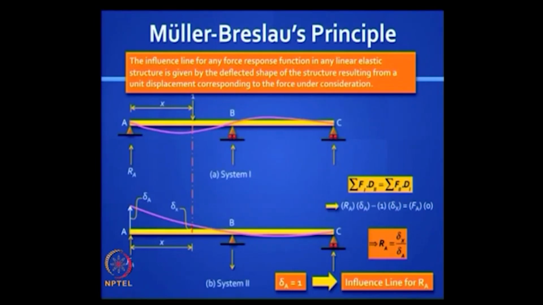So the statement would be: the influence line for any force response function in any linear elastic structure is given by the deflected shape of the structure resulting from a unit displacement corresponding to the force under consideration.